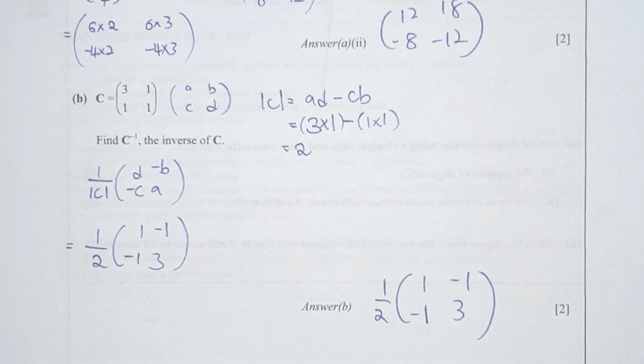As for section C, identifying the inverse, first you need to find the determinant of C. So you take AD minus CB, you will get it as 2. So I listed down which number represents A, which number represents B, C and D respectively. So just follow the details, fill in the blanks. You shouldn't be having any problem to identify the inverse of C here.